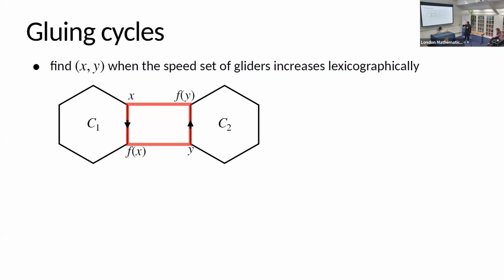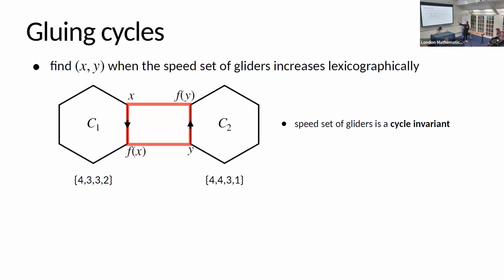Okay, so we need to join the cycles together, but we have to do it in a very controlled way to make sure that we get a spanning tree. So we join the cycles such that the speed of gliders increases lexicographically. Remember this property of the glider that I mentioned earlier, that the speed set of gliders is actually a cycle invariant. So we can represent C1 just by giving the speed set of gliders which are present in the vertices of cycle C1, and we write that down in a non-increasing format.